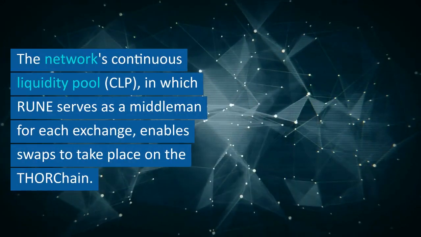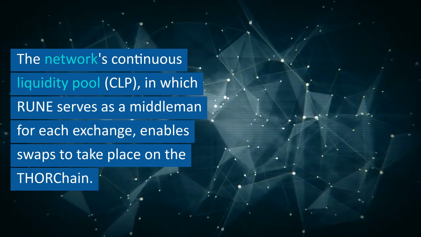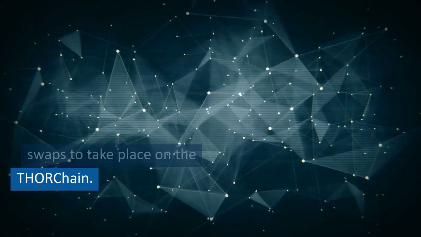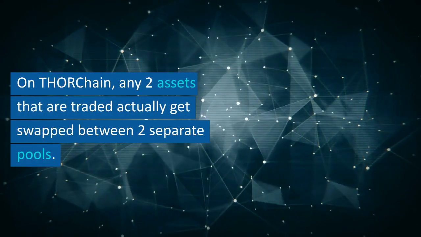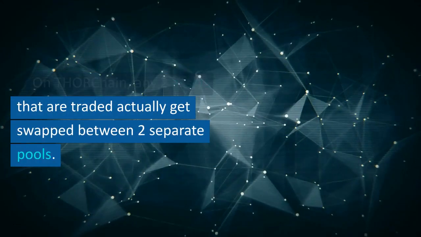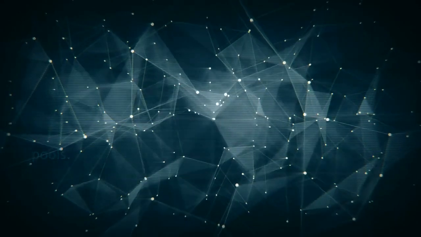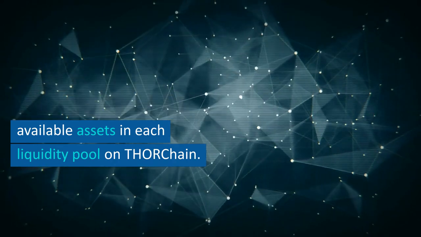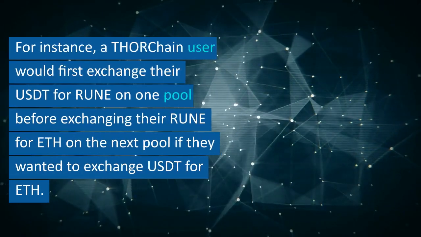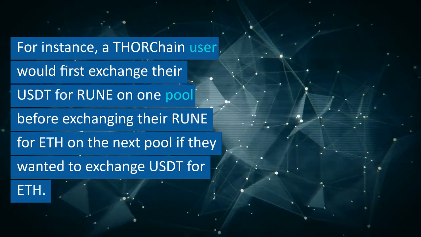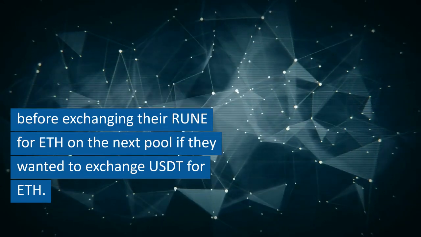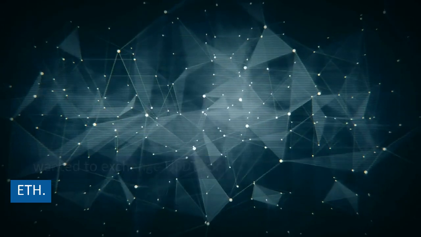The network's continuous liquidity pool, CLP, in which RUNE serves as a middleman for each exchange, enables swaps to take place on THORChain. On THORChain, any two assets that are traded actually get swapped between two separate pools. This is due to the fact that RUNE is paired with the available assets in each liquidity pool on THORChain. For instance, a THORChain user would first exchange their USDT for RUNE on one pool before exchanging their RUNE for ETH on the next pool if they wanted to exchange USDT for ETH.